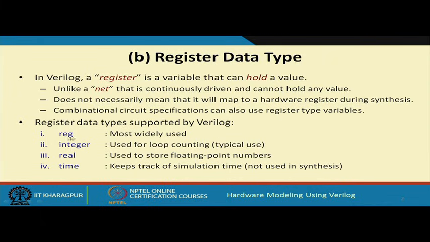So, the following register data types are supported in Verilog. The most widely used is something called reg, this is short form for register. Then you have integer, real and time. Integer is typically used for applications where you want to count something, like number of times you are looping and so on, and real, as the name implies, is used to store a floating point number with fractional parts, and time is a special variable which is used to keep track of simulation time.